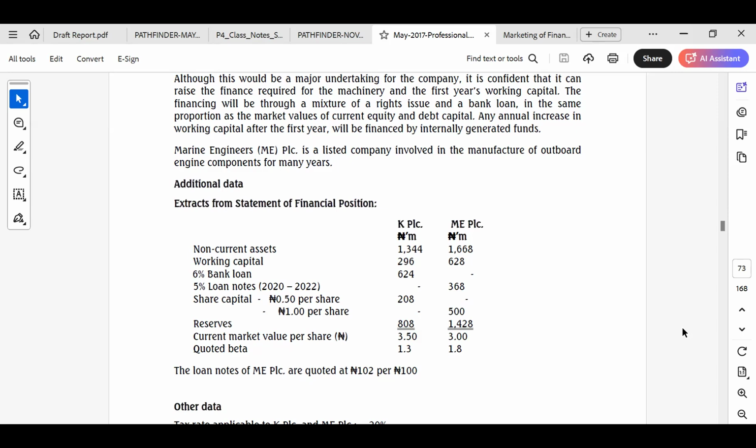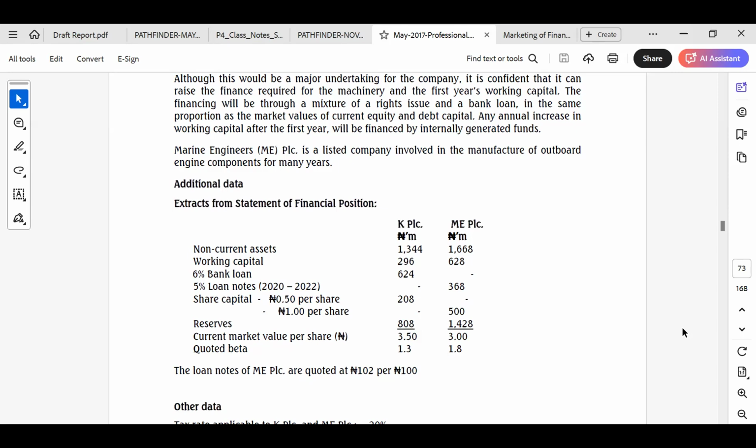Share capital of 50 kobo per share belongs to KPLC. Share capital of 1 naira per share, that's 500, belongs to MEPLC. Reserves, then current market value per share. KPLC is 3 naira 50 kobo, MEPLC is 3 naira. Quoted beta, that is 1.3 for KPLC and 1.8 for MEPLC.